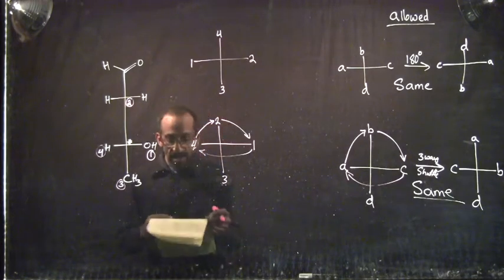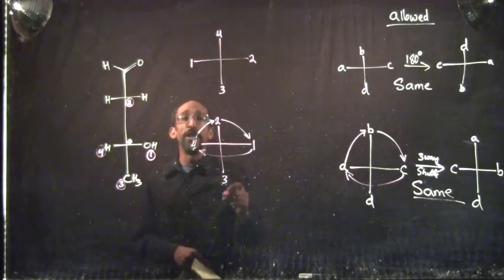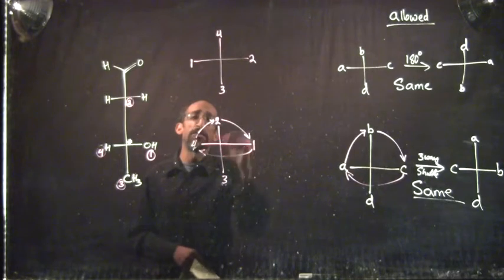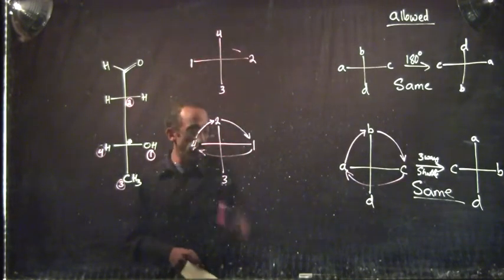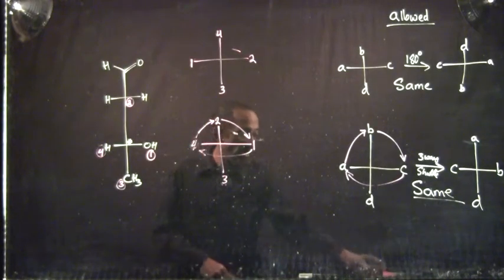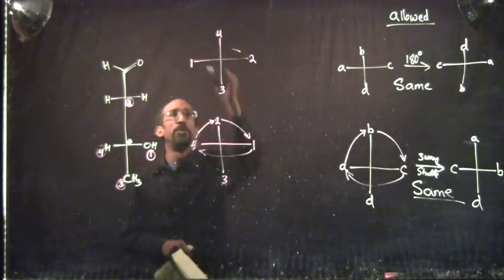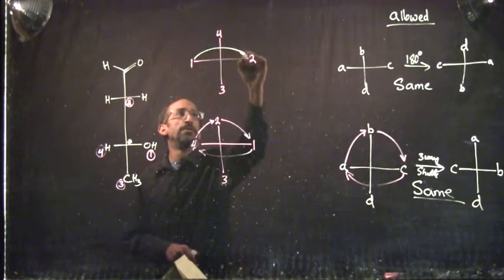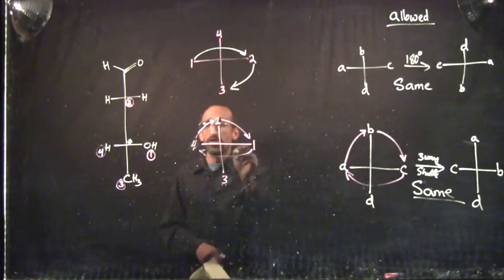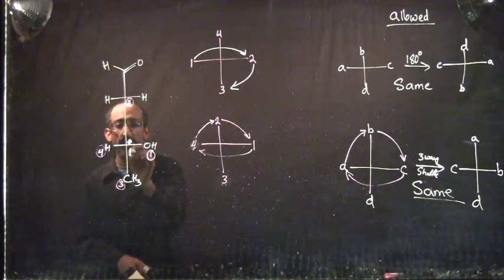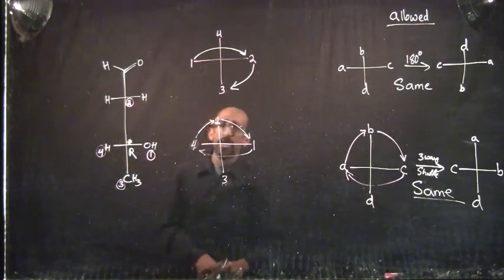I'm going to go from highest priority to lowest priority and see which direction, clockwise or counterclockwise, I decrease priority. So going from 1 to 2 and 2 to 3, I am moving in a clockwise direction, which sets this stereocenter as R.